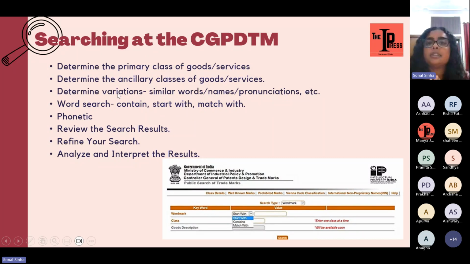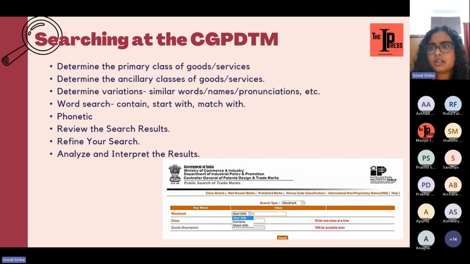Determine variations or similar names, pronunciations of the word. For example, for Cetaphil, I would break it down into Ceta and then Phil. Cetaphilia, Ceto, just like coming up with different relatable names, or just breaking it down into two. That gives you a much better idea. And then, of course, start with the word search.